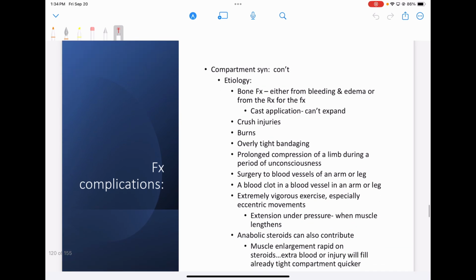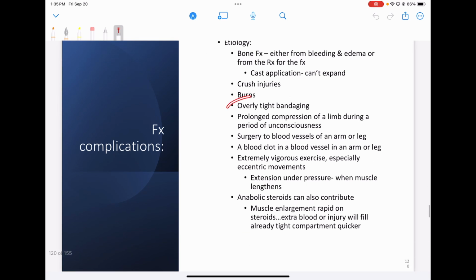So etiology, bone fractures will do it. Your crush injuries, talking about motor vehicle accidents. Yes? How do you identify compartment syndrome? Yeah. Well, they're going to have a fracture. They're going to have really severe pain in that area. Swelling. It's not going to look good. And we'll show you some pictures in a second.